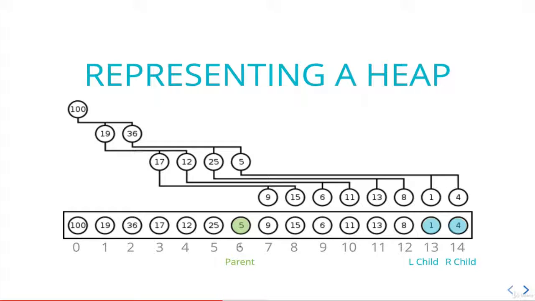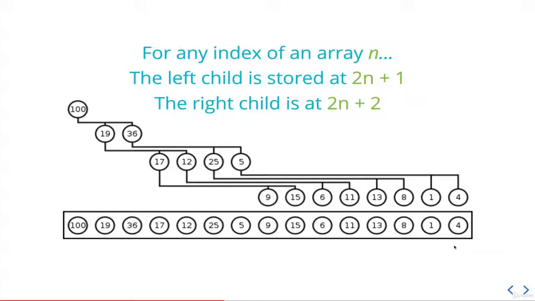So index of 6 was the parent index, not indices, and its left child was 13, its right child was 14. So what's the relationship here? For any index n inside of an array, the left child is stored at 2n plus 1, and the right child is at 2n plus 2.